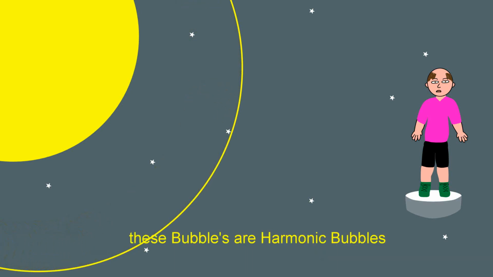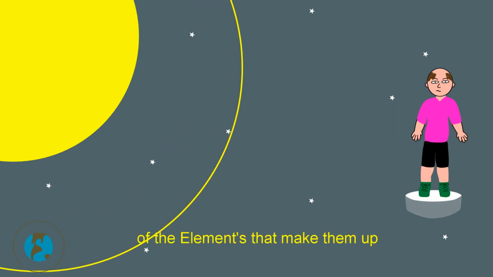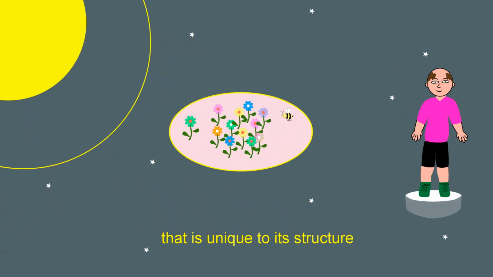These bubbles are harmonic bubbles. They are an accumulation of the vibrations of the elements that make them up, a harmonic. Each bubble has a different harmonic that is unique to its structure.